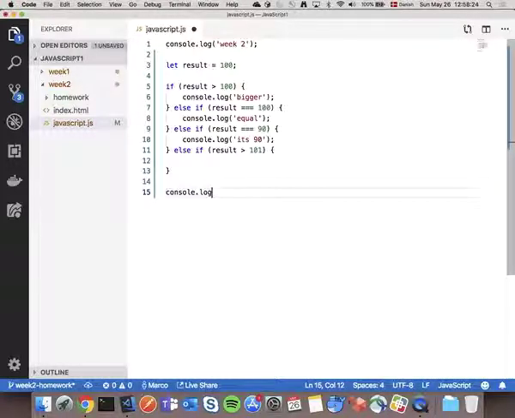Come on, why does it always show assert? Not here.